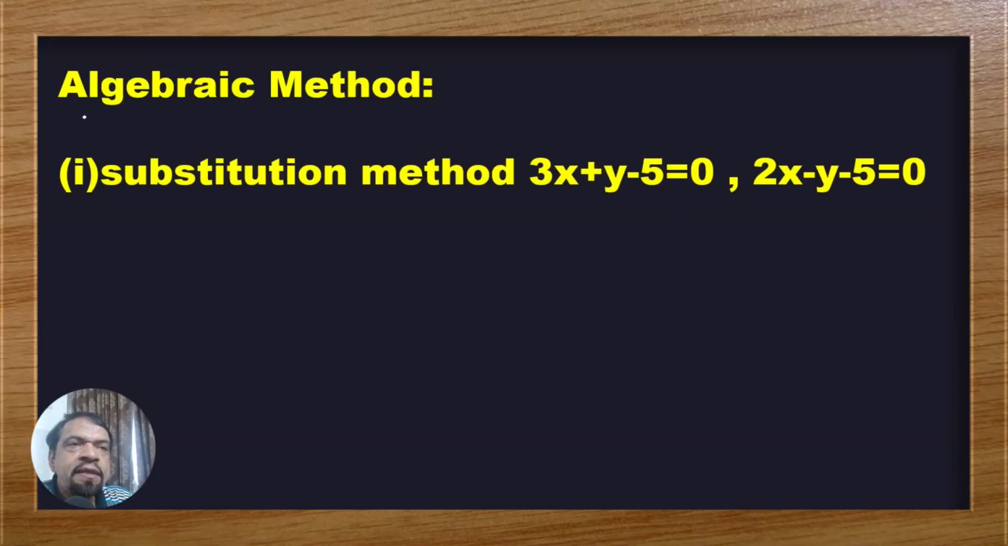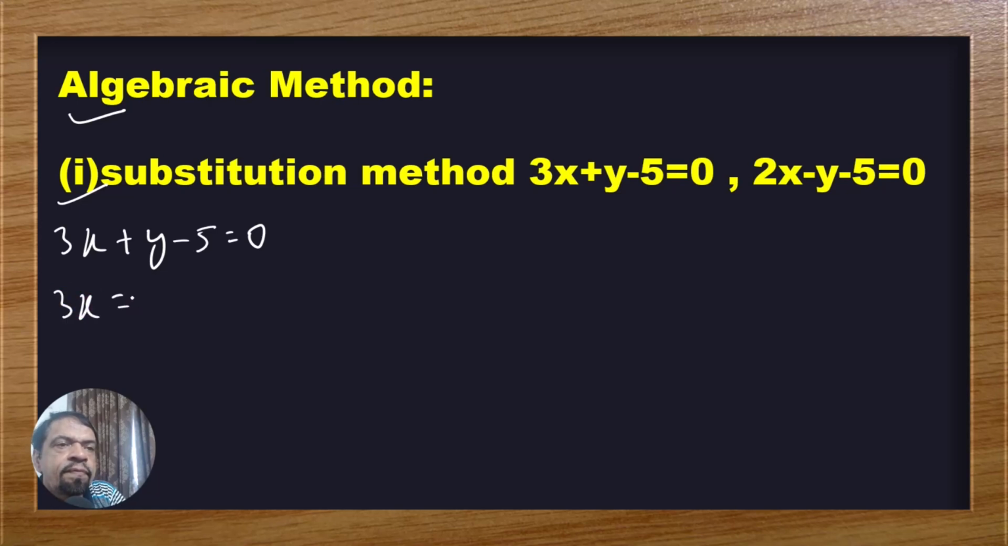After the graphical method, let us see the algebraic method. In the algebraic method, the first is the substitution method. Substitution method means we'll take either x or y from any of the equations and put it in the other equation. From the first equation, let us take x. 3x is equal to 5 minus y, shifted here, so x is equal to 5 minus y upon 3.